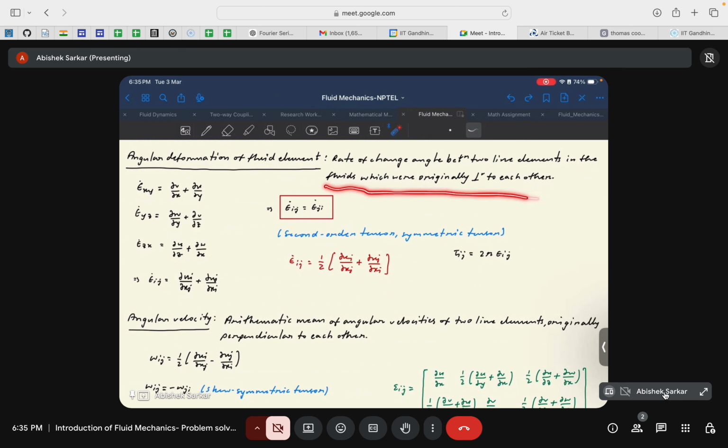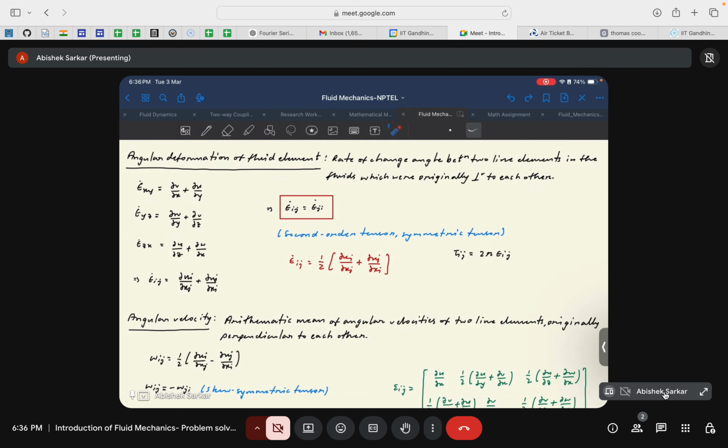Considering a cubical fluid element, but just considering one face, we can consider the deformation and find the average rate of change of the angle between the two line elements which were initially perpendicular to each other. With that idea, you can derive these relations.